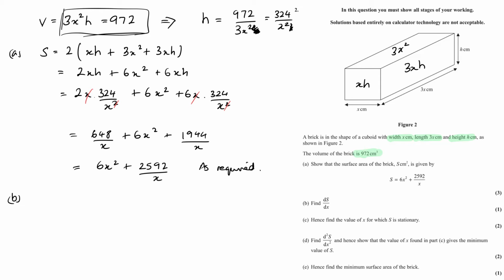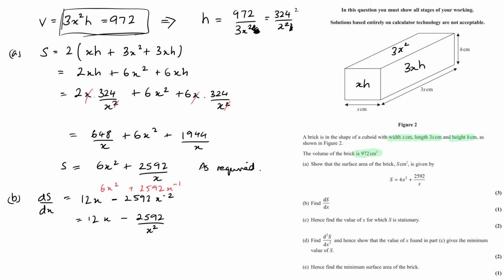Right, part B. So part B, it wants us to find ds by dx. So this is quite straightforward. You're just looking at 6x squared plus 2592x to the minus 1. Yeah, that's what you're thinking of. So we get 12x minus 2592x to the minus 2, or 12x minus 2592 over x squared.